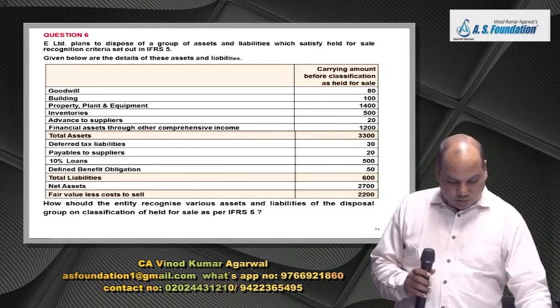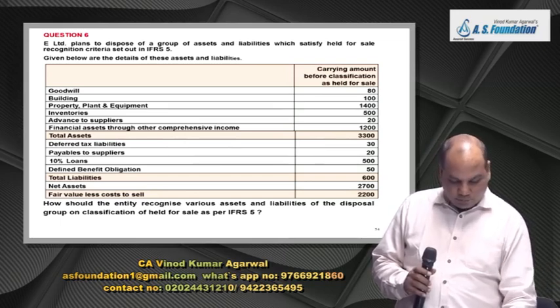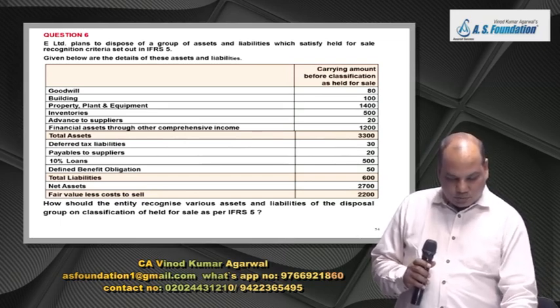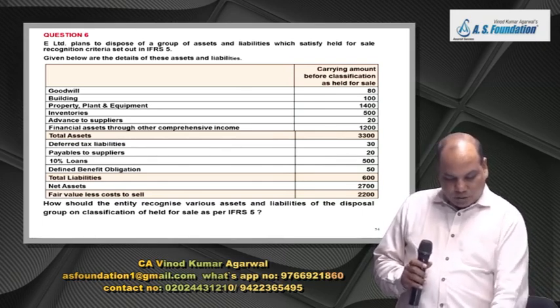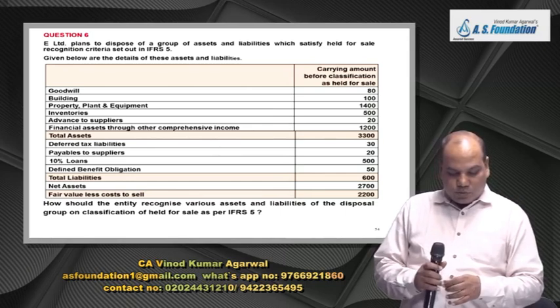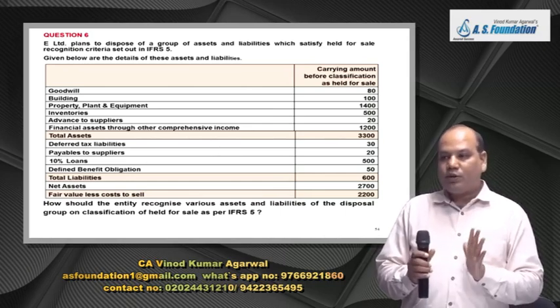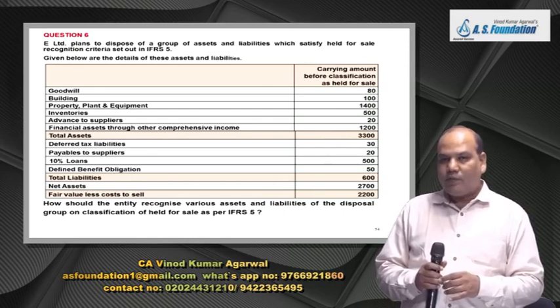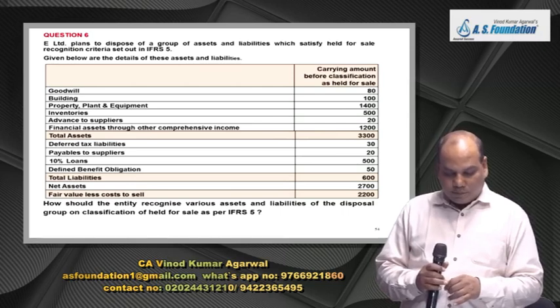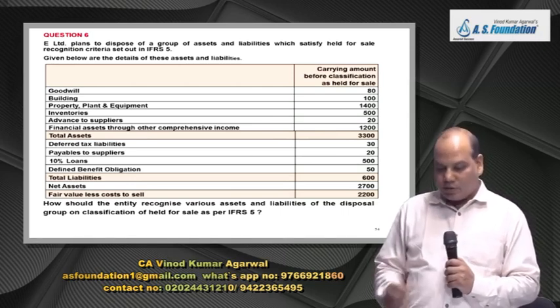This is question number 12, I think. Solve it in the book, it will require a lot of space. E Limited plans to dispose of a group of assets and liabilities. So this is a problem on disposal group, which satisfies held for sale recognition criteria as per IFRS 5. Given below are the details of these assets and liabilities.